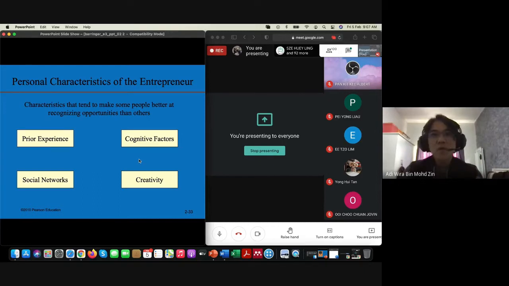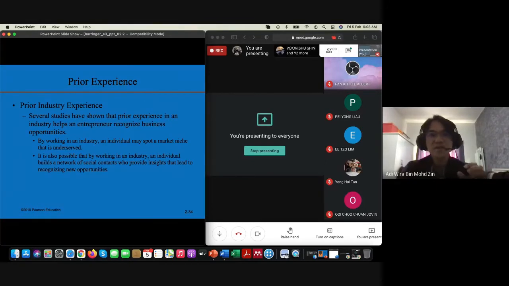What kind of opportunity? How they identify the trend, how they can identify the problem, how they can identify the gap in the marketplace. So these are the characteristics they have when they manage to identify these approaches that I mentioned just now. So the first characteristic that makes them good at identifying opportunity is prior experience. When you have prior experience in the industry, eventually you can identify the market needs. You can see the gap in the marketplace.